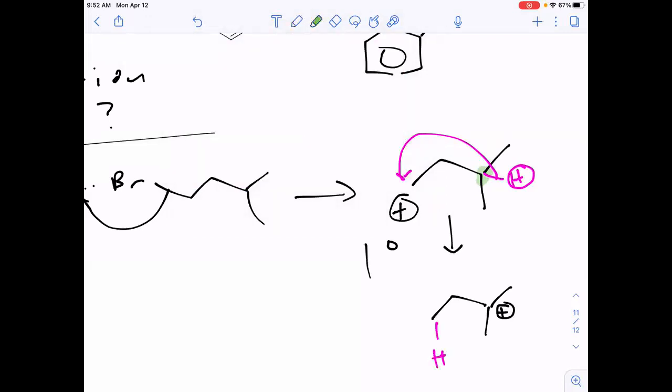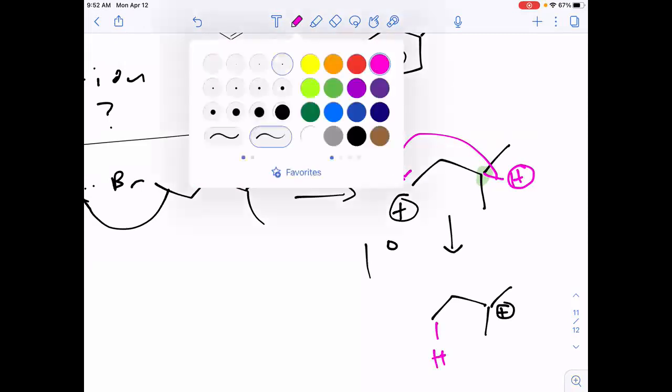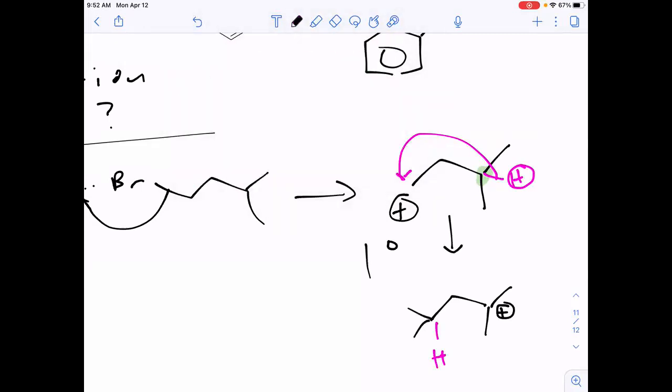So the hydrogen that I move would end up here. Keep in mind there are already 2 hydrogens on that carbon. So this will be a 1,3 hydride shift.